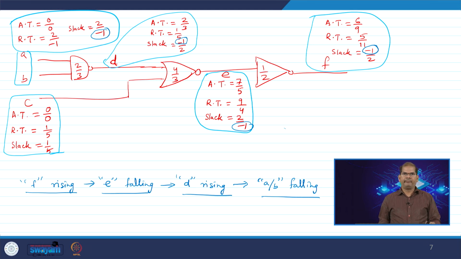So, in this lecture we discussed how to find the arrival time and required time and finally the slack at each node of the circuit, which is useful for finding the critical path of any bigger circuits. If you have negative slacks, it means that the circuit or the path is critical. We need to redesign the circuit to meet the required time given by the designer.